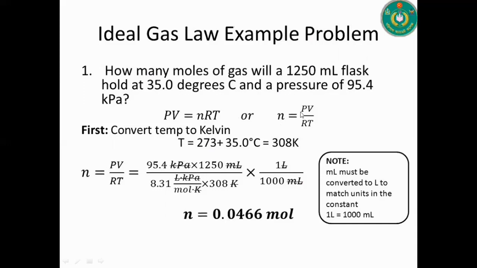So n = PV/RT, and we convert the temperature from degrees centigrade to Kelvin, that means T = 273 + 35, that is 308 Kelvin. We put all of the values into this equation, and we get n = 0.0466 mole. So this is the simple equation of ideal gas, and this is a simple example of ideal gas mathematics problems.